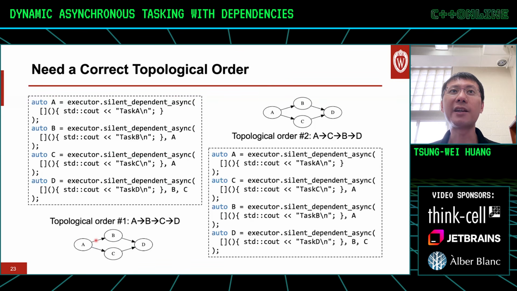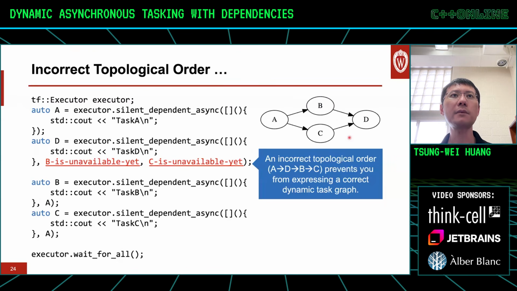And you probably already know DTGP needs a correct topological order to specify dependencies dynamically. This is because when you define a dependency on a dynamic task, the parent task of the dependencies must have already existed in a correct topological order. In our example, this means you can program the dynamic task graph using the order either ABCD or ACBD, because both of them are correct topological orders representing your task graph. An incorrect topological order will prevent you from expressing a correct dynamic task graph.